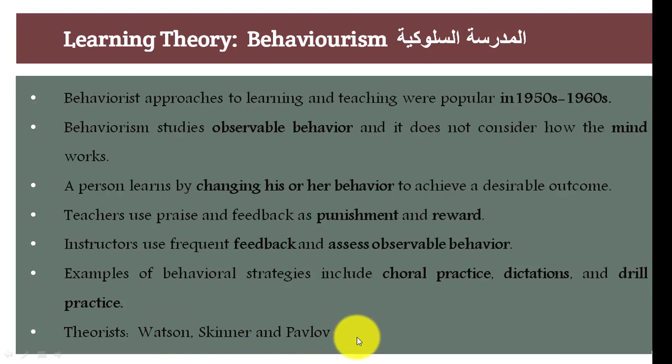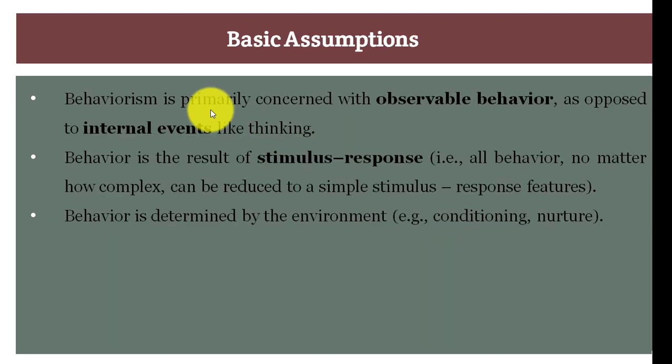Please note the following. The words in bold, like observable behavior, mind, changing behavior, punishment, reward, prize, feedback, or assessing behavior, and the choral, dictation, and the drill are the main keywords in behaviorism. For that reason, you have to elaborate on them. Now let's see the basic assumptions.